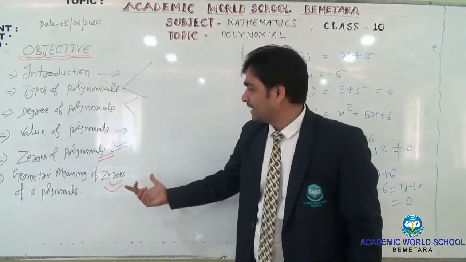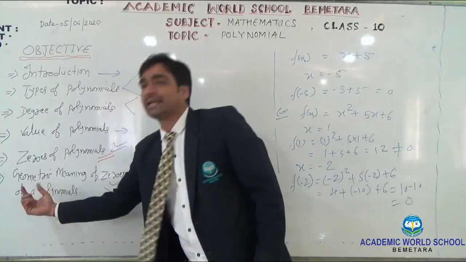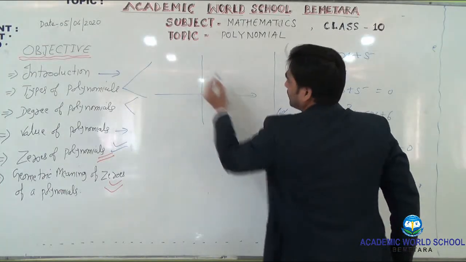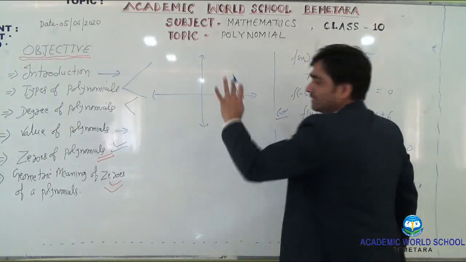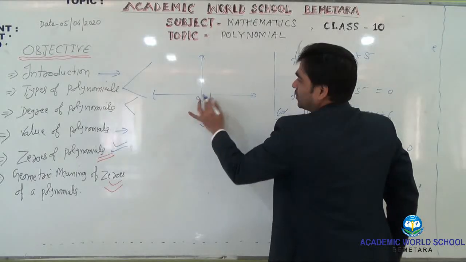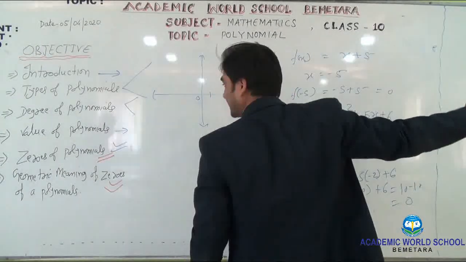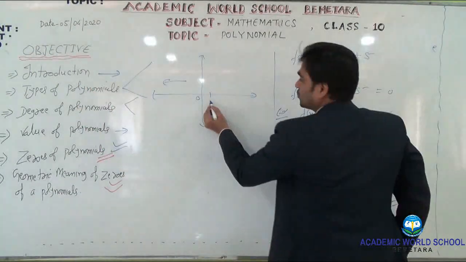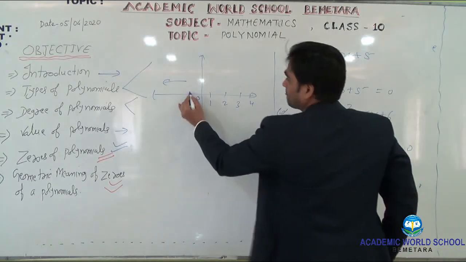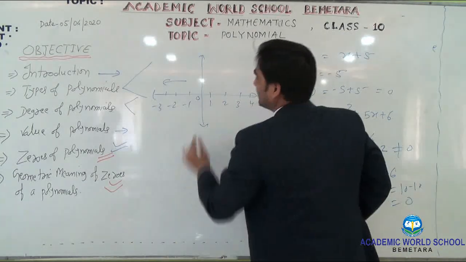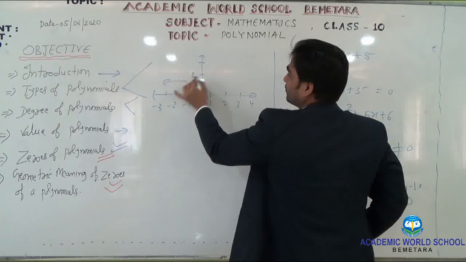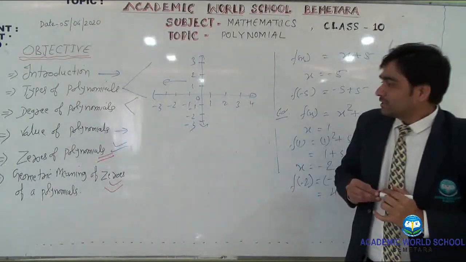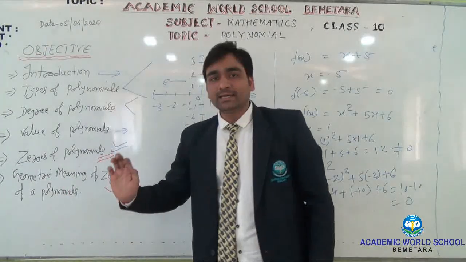So how can we define the zeros in a geometric form? Everyone has seen the graph. It looks like this, and this is the origin, 0. If I am moving to the right side it is positive, and if I am moving toward the left side it is negative. So 1, 2, 3, 4, minus 1, minus 2, minus 3. Similarly, the upward side is positive and the downward side is negative.